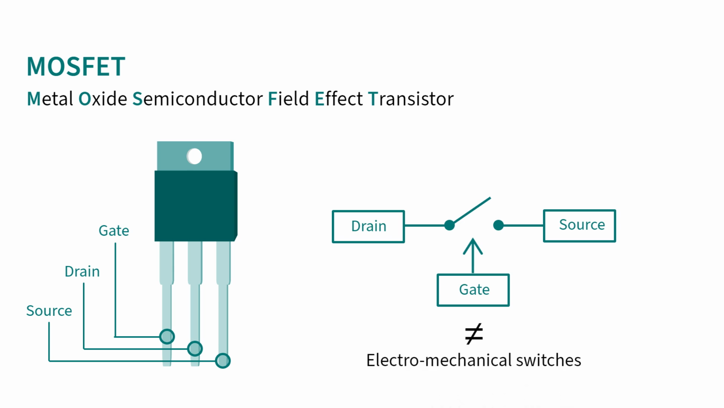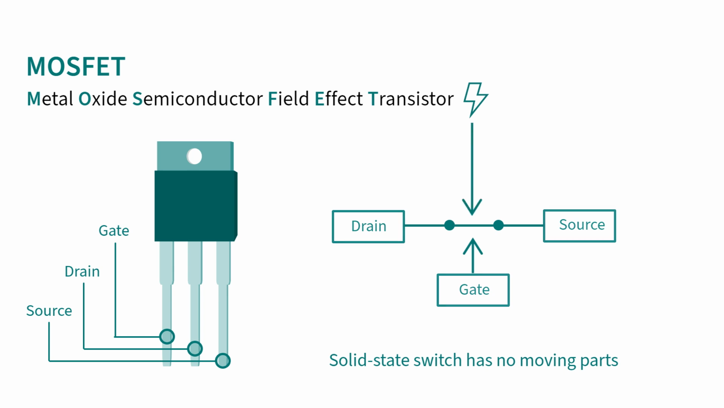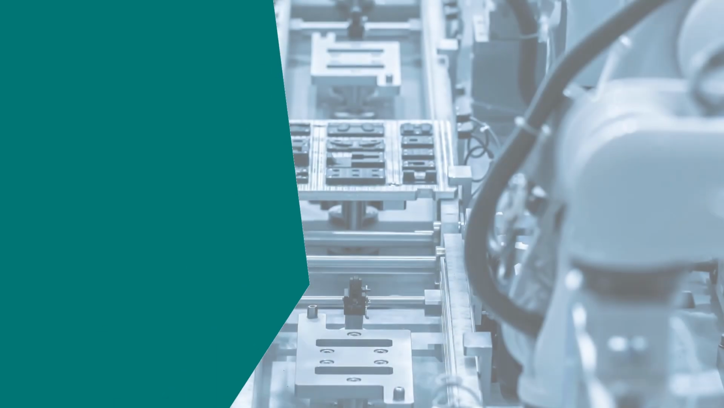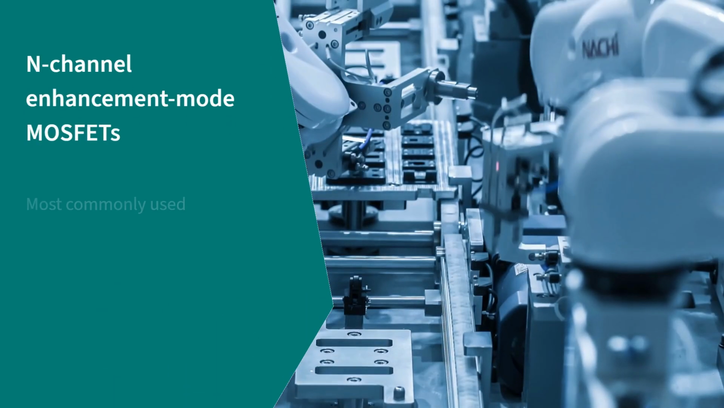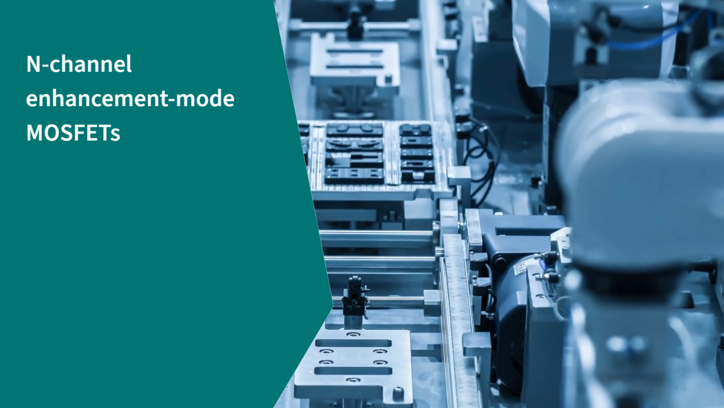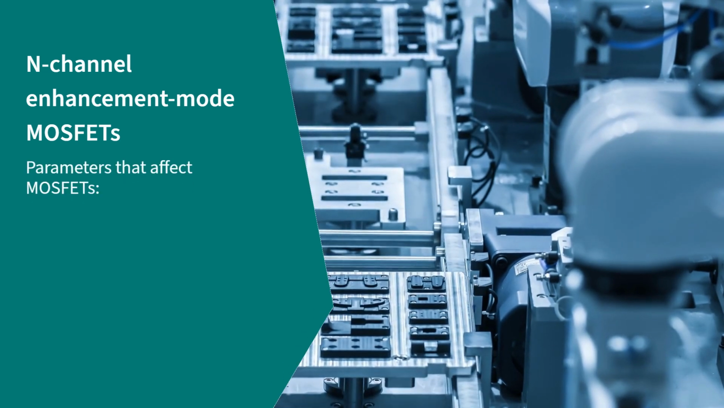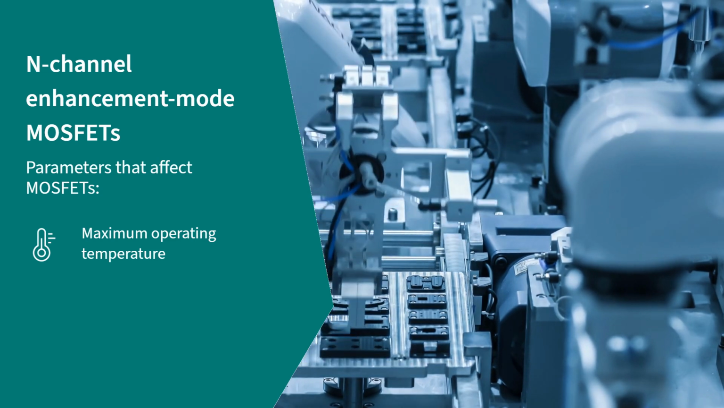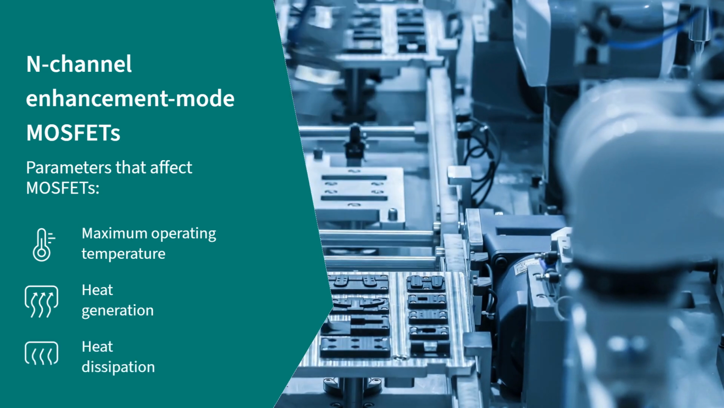Unlike electromechanical switches, which use springs and mechanical contacts to operate, a solid-state switch has no moving parts, but instead uses the electrical properties of solid-state semiconductors to perform its switching functions. In this part 2, we are going to focus on N-channel enhancement mode MOSFETs, which are the most commonly used type of transistors. More specifically, we will go over several parameters affecting MOSFET use, namely maximum operating temperature, heat generation, and heat dissipation. Stay tuned.